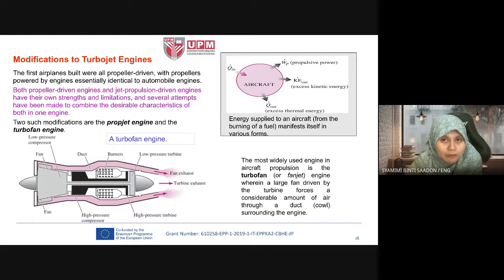So we have two flows of fluid, and it has excess air. By adding this excess air, we can increase the performance of the turbofan engine. The most widely used engine in aircraft propulsion is the turbofan engine, wherein a large fan driven by the turbine forces a considerable amount of air through a duct or coil. This is the extra duct, the bypass duct surrounding the engine, so we add extra air intake.